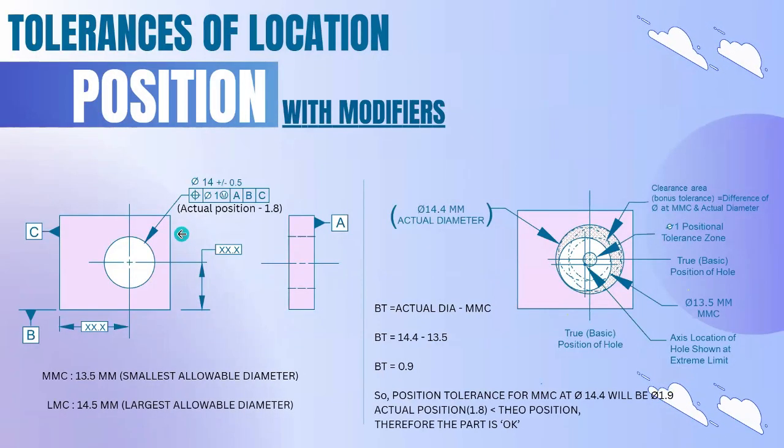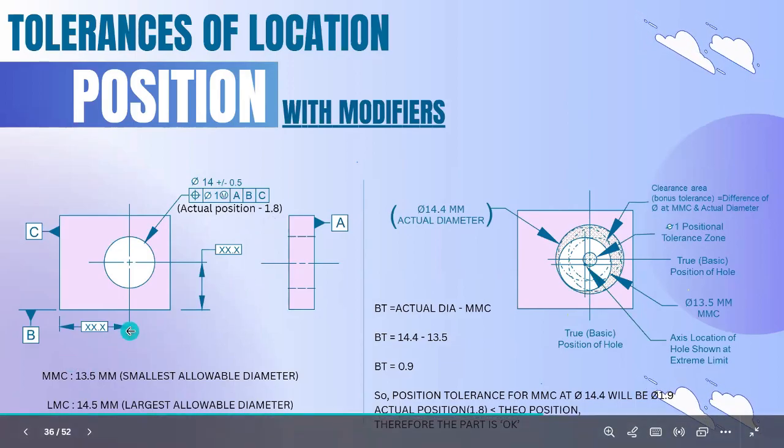Here this is the scenario. They're asking for a position for this hole. The position tolerance is 0.1, and they have given MMC. We have to find out that position. The actual position is 1.8, so it is out of spec. Without the modifier, we checked and the actual position is 1.5. Now we're going to check with the maximum material condition.